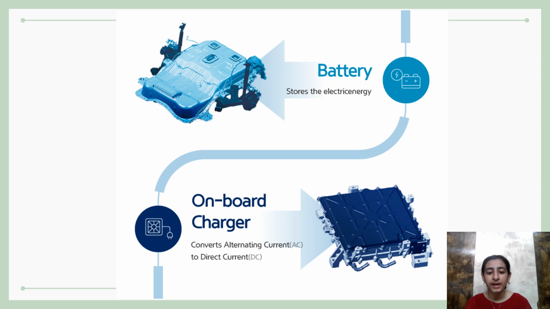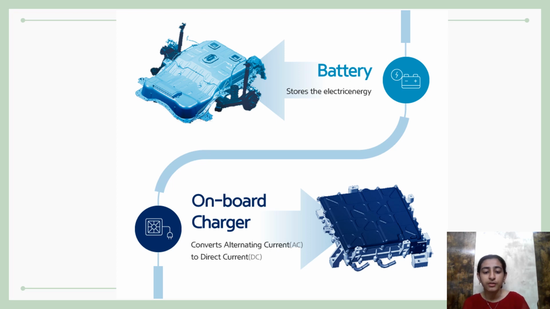Then we have battery. The battery stores electrical energy and is the equivalent of fuel tank in an internal combustion engine. The maximum driving distance of an EV is often determined by battery capacity. The higher the capacity, the higher the driving distance.